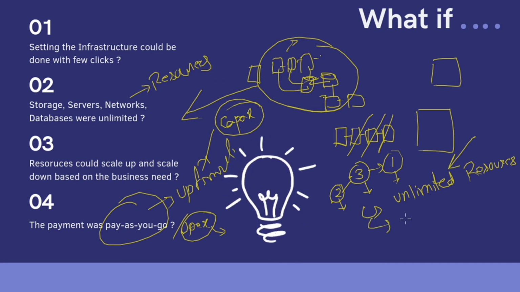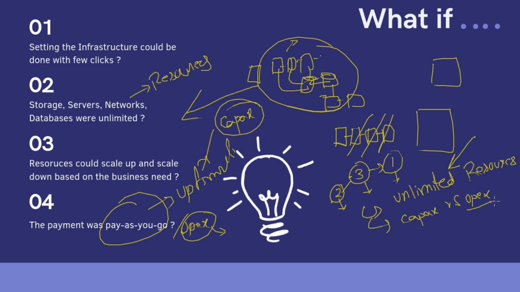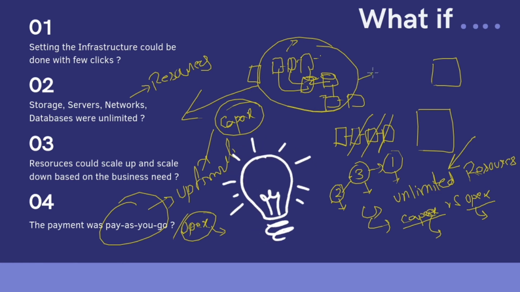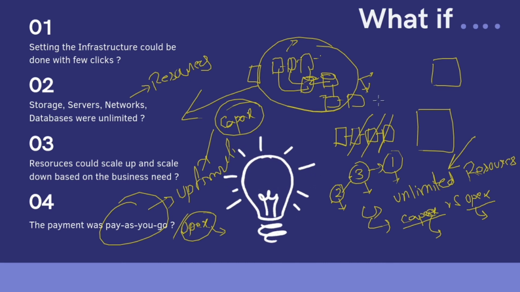Both payment models are available, the CapEx and OpEx models. You can pay the fee upfront, that is the CapEx model. If you are paying as a pay-as-you-go service, that is the OpEx model. This suggests operational cost, and that suggests the prepayment model. And you can scale up your resources, you can scale down your resources, at your business need, and you don't need to pay if your resources are scaled down.